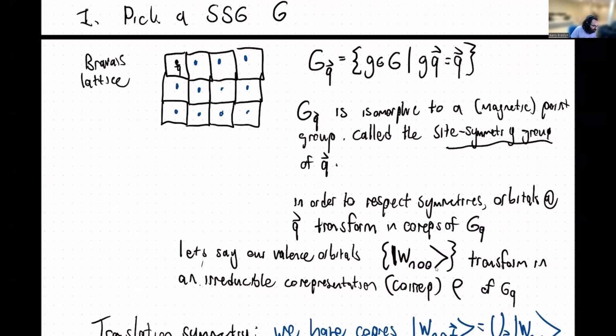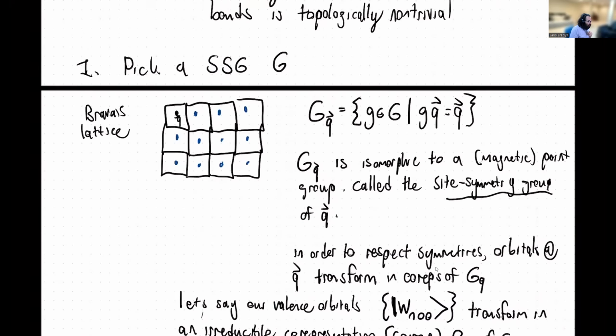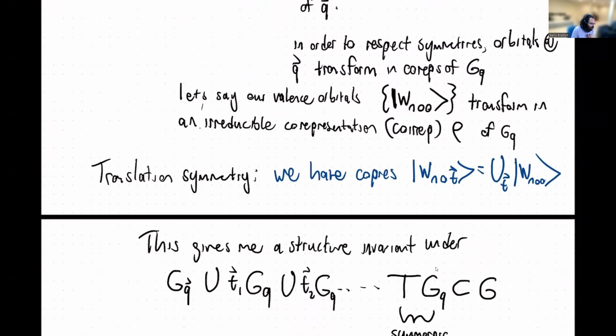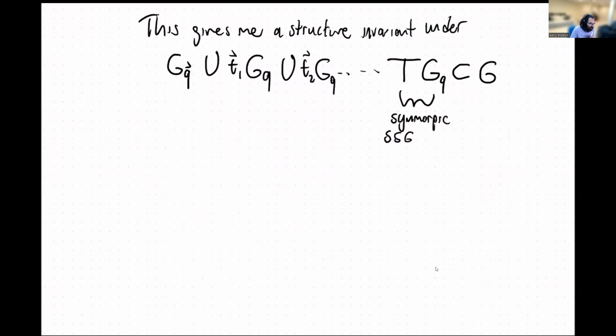So I think we're about out of time. We'll pick up here tomorrow and see what we have to do to finish the story and build a band structure that's invariant under all of my space group symmetries. So I'll stop here for now and take any questions that anyone might have.